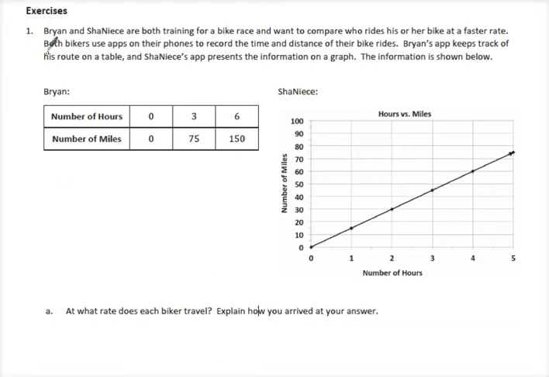All right, sophomores, let's jump right in. So today we're learning about how to find answers to problems in the real world using unit rates. So let's see our problem.